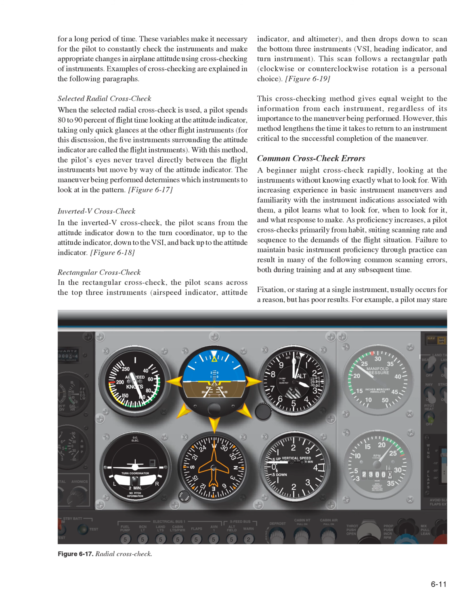Figure 6.17, Inverted V crosscheck. In the inverted V crosscheck, the pilot scans from the attitude indicator down to the turn coordinator, up to the attitude indicator, down to the VSI, and back up to the attitude indicator. Figure 6.18, Rectangular crosscheck. In the rectangular crosscheck, the pilot scans across the top 3 instruments, airspeed indicator, attitude indicator, and altimeter, and then drops down to scan the bottom 3 instruments, VSI, heading indicator, and turn instrument.